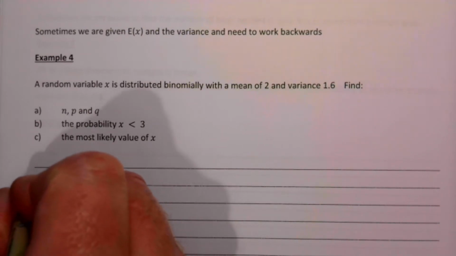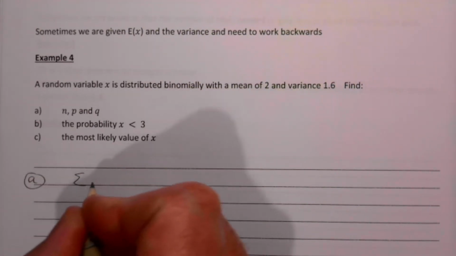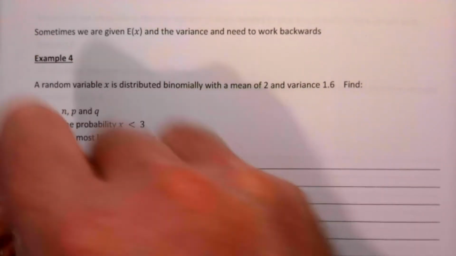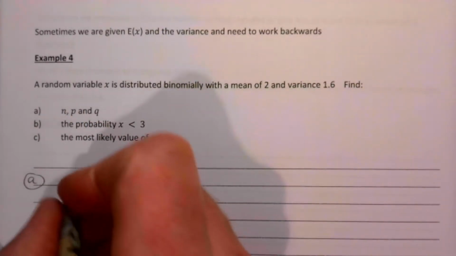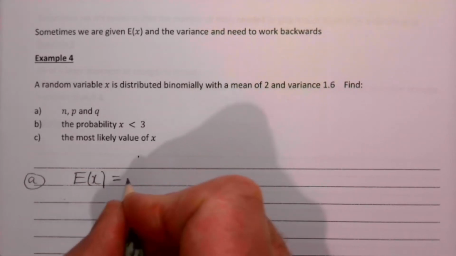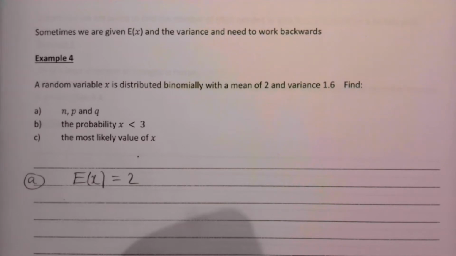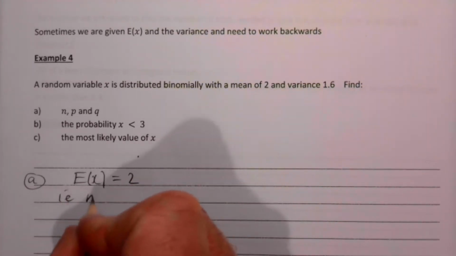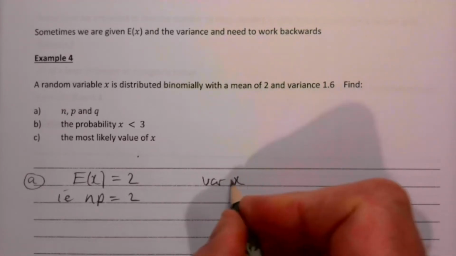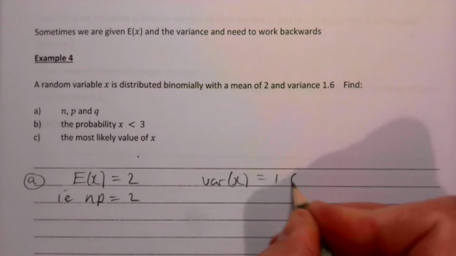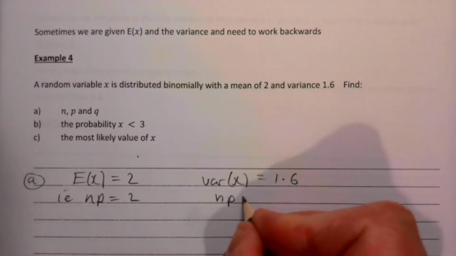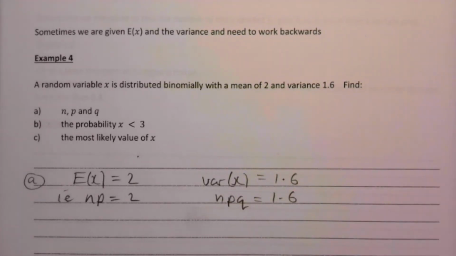So part A, what we know is that, sorry, that's a terrible start, I'm supposed to write an E. The expectation of x is 2. That means n times p equals 2. My variance of x is 1.6. That means then npq is 1.6.